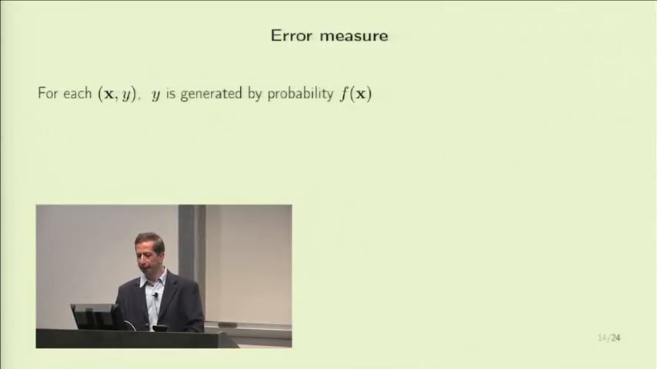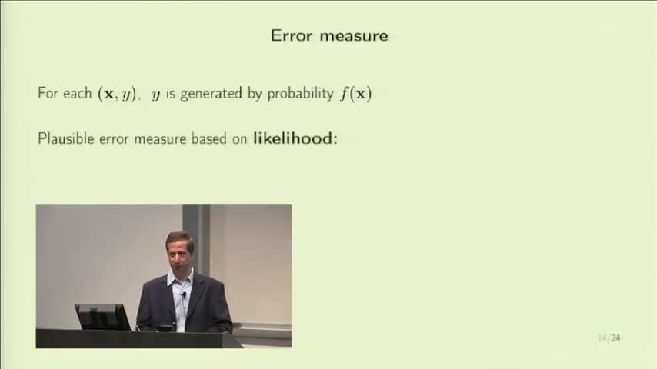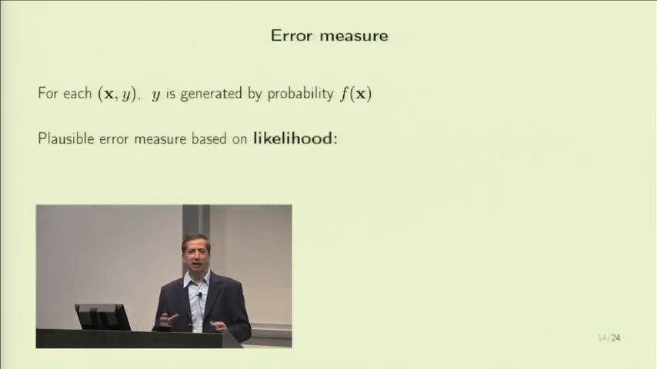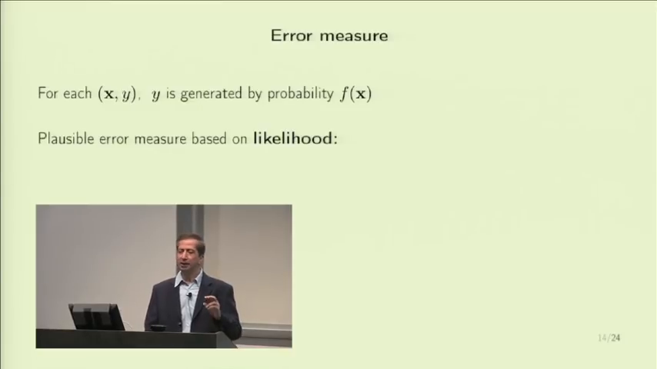Y is generated by it, okay. We have the following plausible error measure. Here's the argument. It is based on likelihood, okay? Likelihood is a very established notion in statistics, not without controversy, but nonetheless, it's very widely applied. The idea is that I am going to grade different hypotheses according to the likelihood that they are actually the target that generated the data.